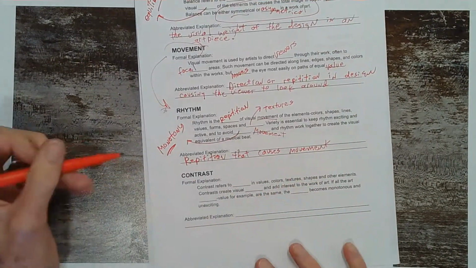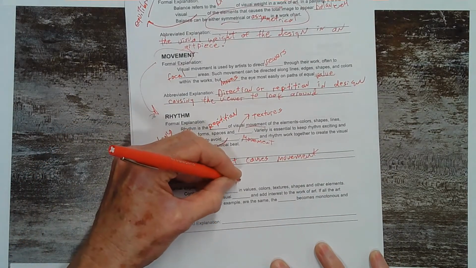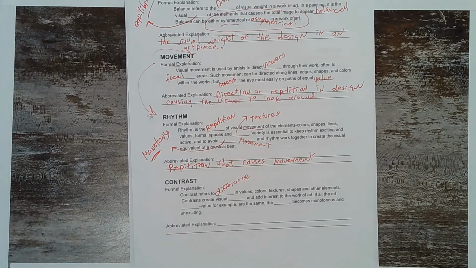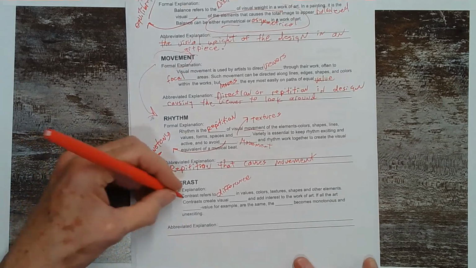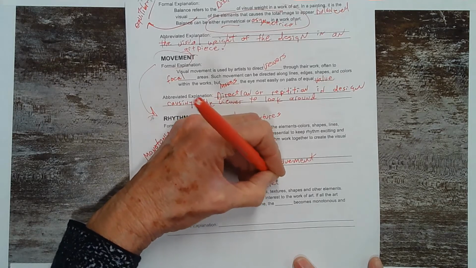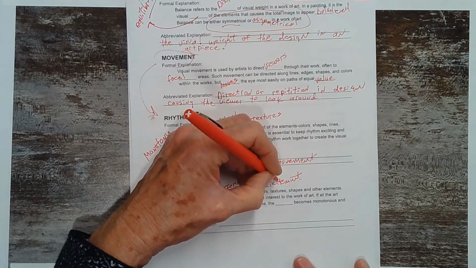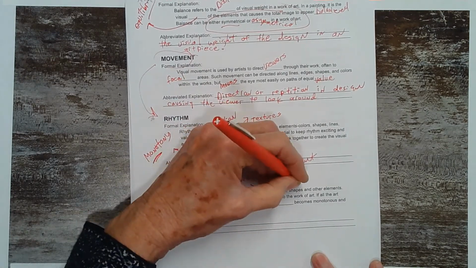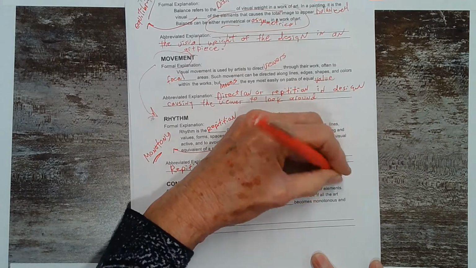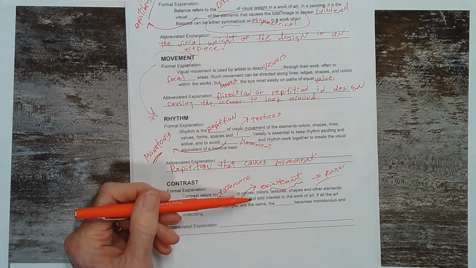Okay, contrast. Contrast refers to differences in values, colors, textures, shapes, and other art elements. Contrasts create visual excitement. Did I spell that right? I really made it interesting spelling there. You can like minus 10 points, Rouse. Anyway, interesting visual excitement and add interest to the work of art.